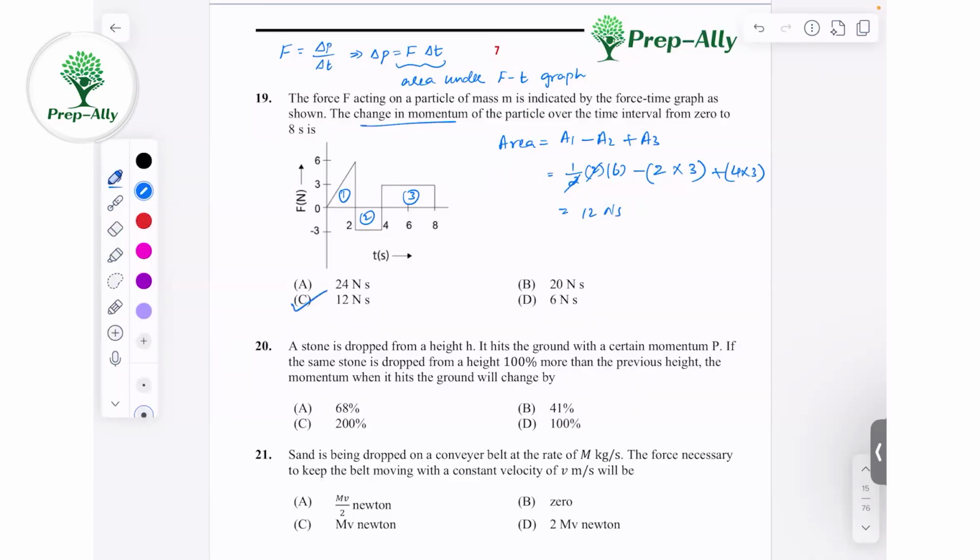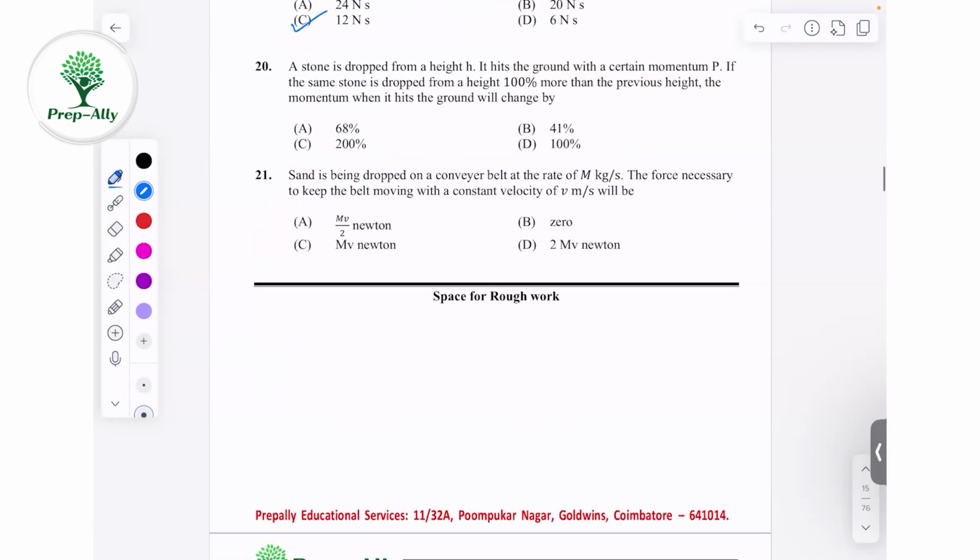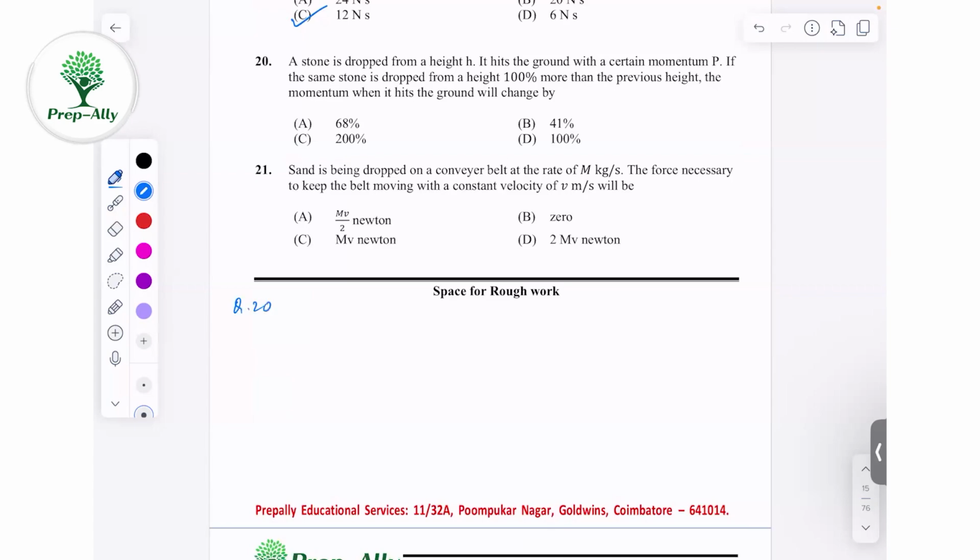Now, question number 20. A stone is dropped from a height h. It hits the ground with certain momentum p. If the same stone is dropped from a height 100% more than the previous height, momentum when it hits the ground will change by. Okay.